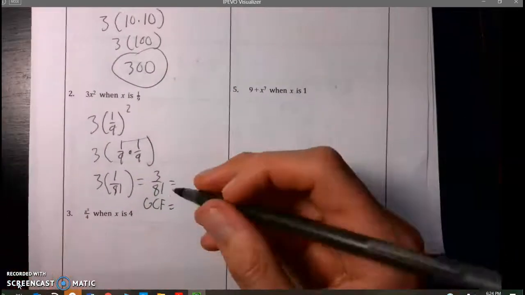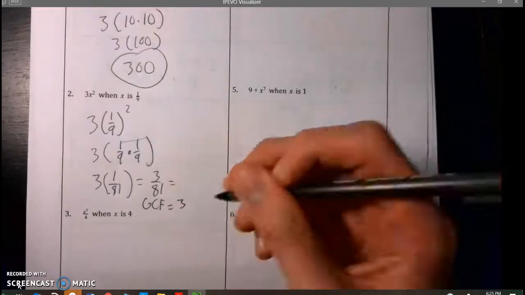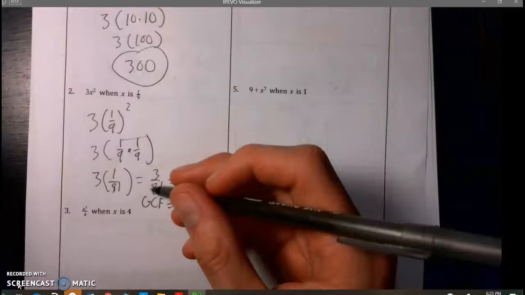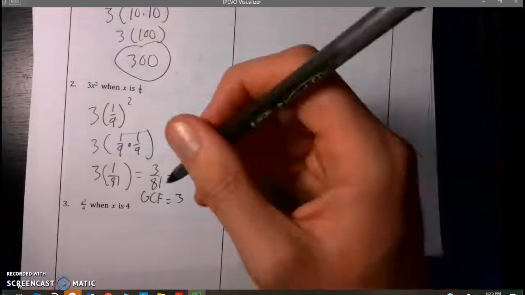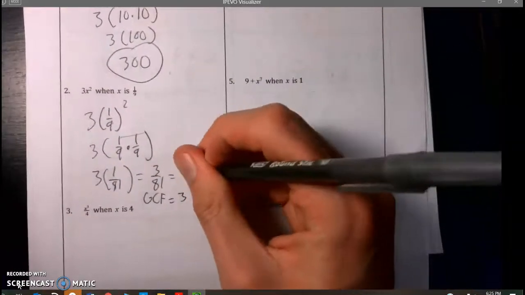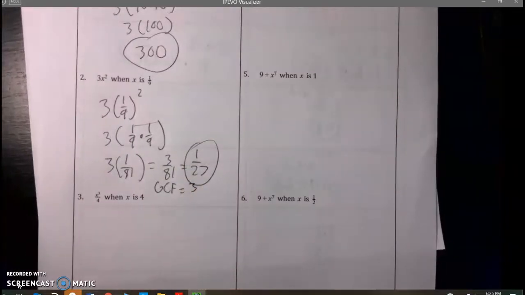Technically, you've got a fraction with a really big denominator. Always check if it can be simplified. It indeed can. The GCF there is 3. Whenever you find the GCF to simplify, you divide both sides of your fraction by that value. 3 divided by 3 is 1. 81 divided by 3 is 27. So that would be your answer.